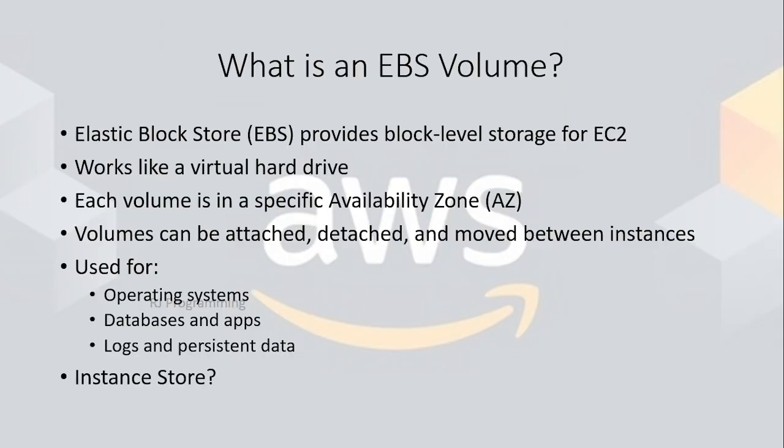EC2 instances can use two types of storage. Another one is instance store. Instance store is physically attached to the EC2 host. It's very fast but temporary. When you stop or terminate the instance, data disappears. It's good for cache or temporary data processing.